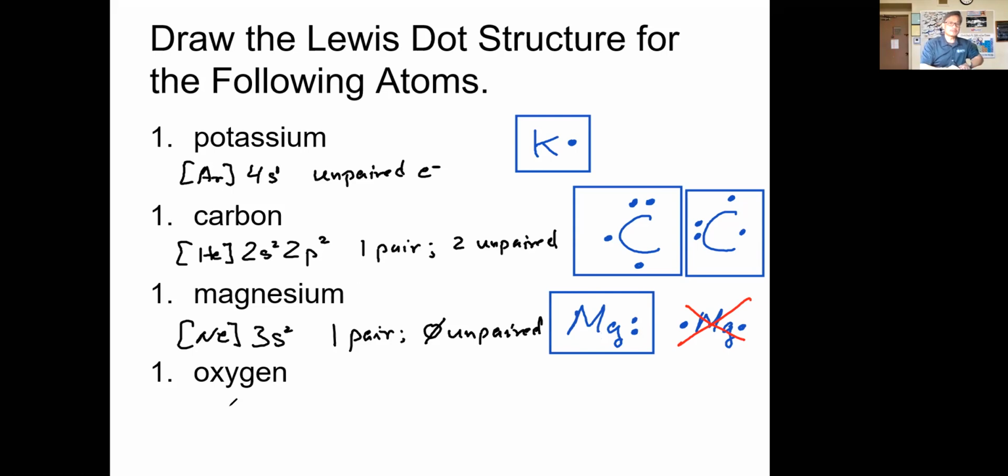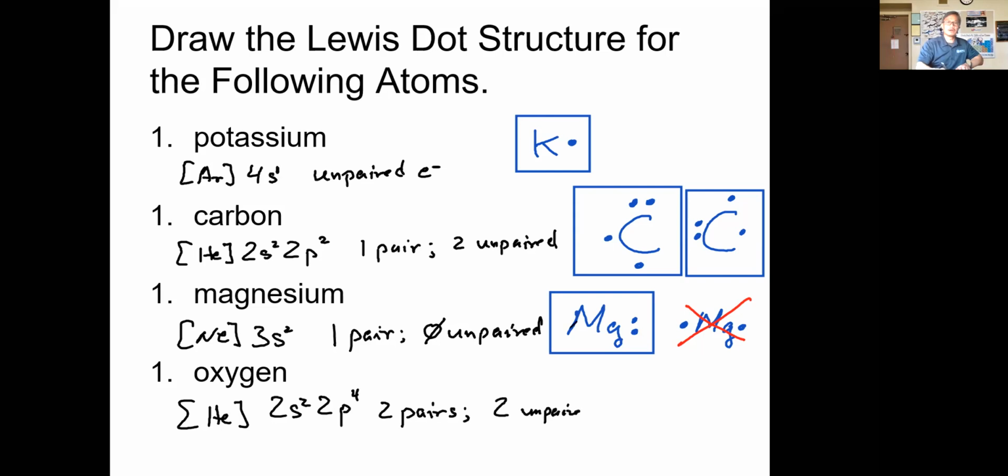All right, let's take a look at oxygen. We have 2s2 and 2p4. So let's write this out. Remember, these two in 2s are going to be paired. So we have a pair here, and then we have a pair in the 2p orbital as well. So we have two pairs of electrons and two unpaired electrons.